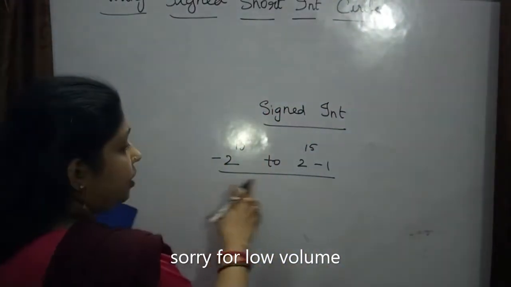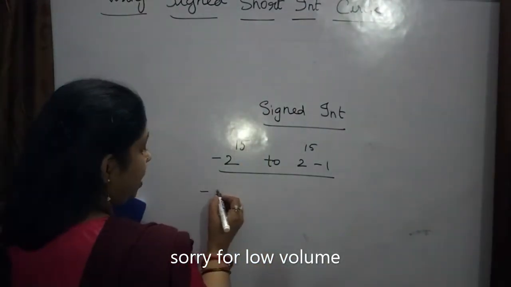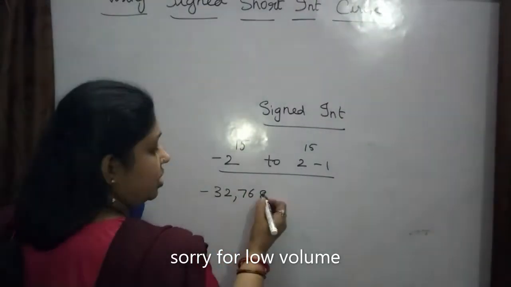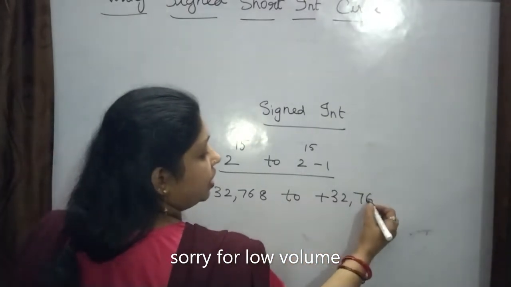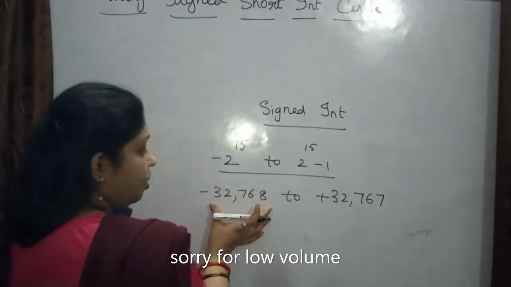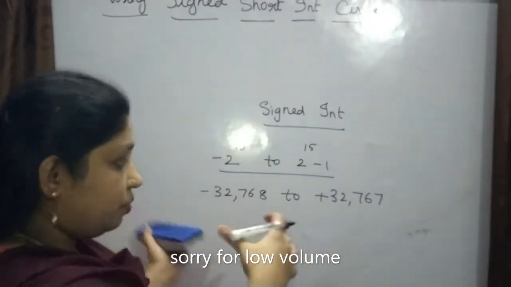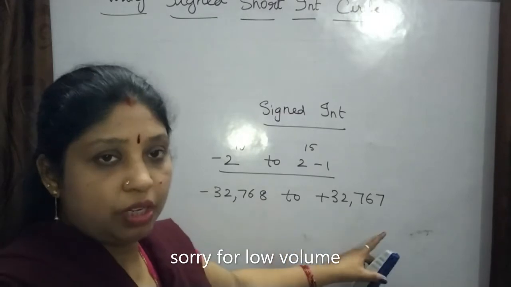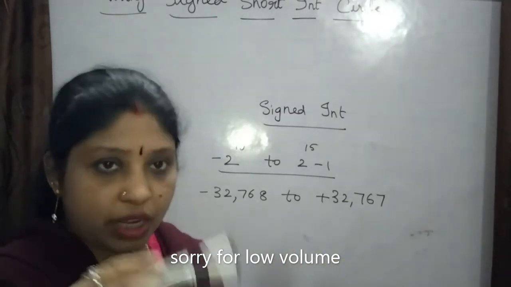Now here, when you calculate these things, you will get the range from minus 32,768 to plus 32,767. So from this value to this value, the values which are there in between these numbers are stored on the circle.